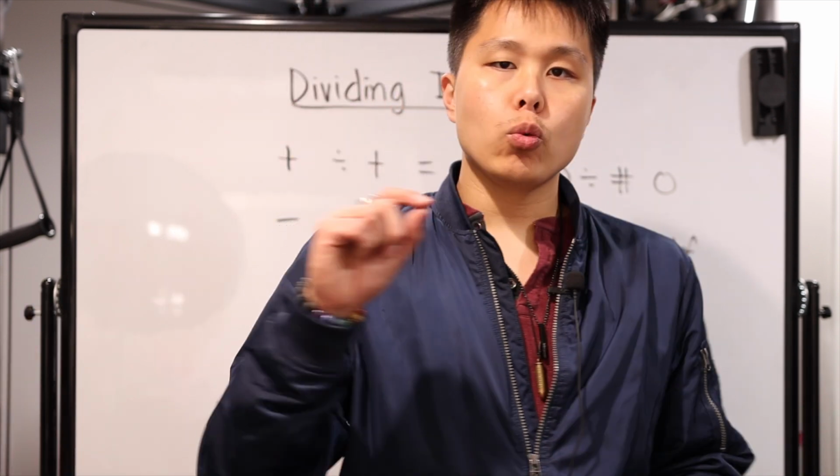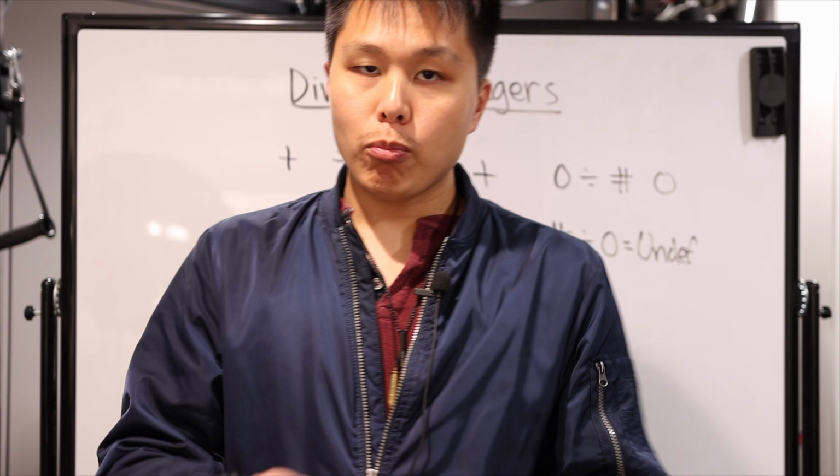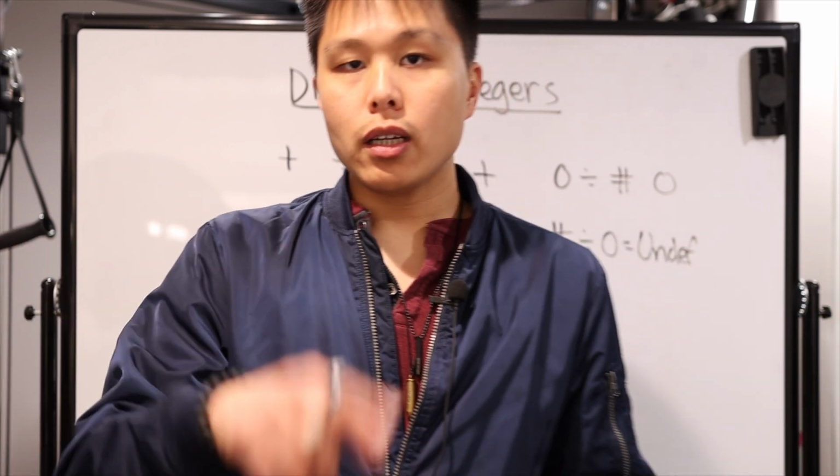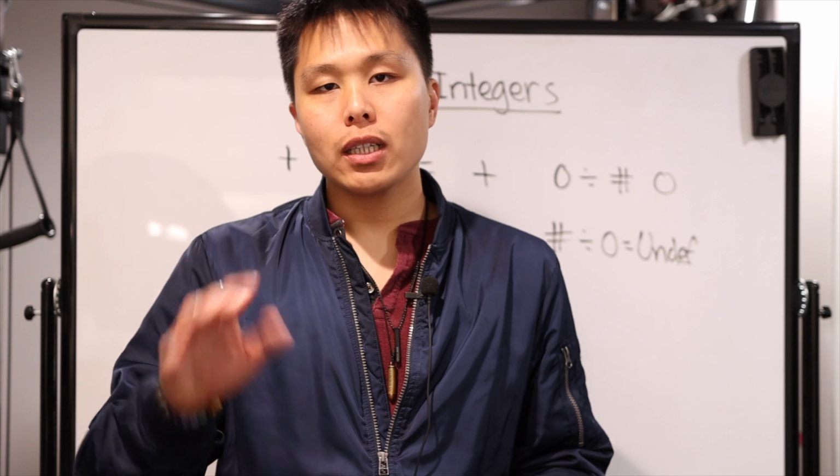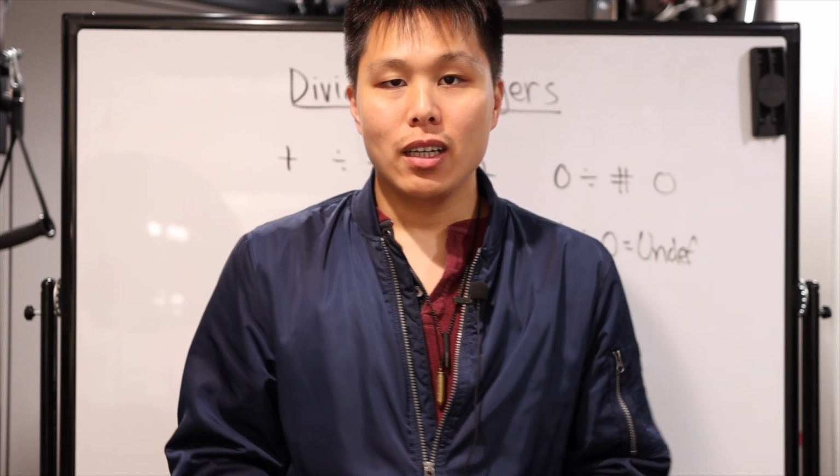And then the fourth case, when it's 0 divided by some number, the answer is always going to be 0. And the other way around, for the fifth case, if it's a number divided by 0, the answer is always going to be undefined. So there you have it.